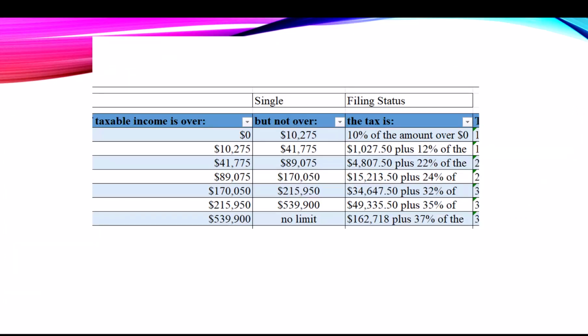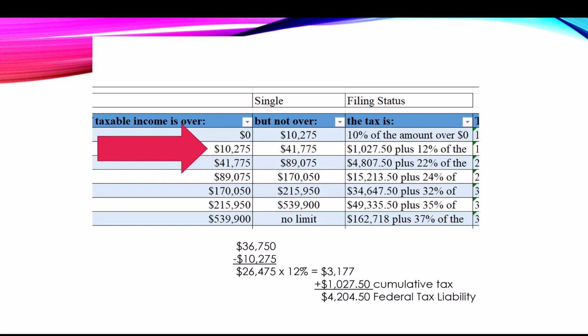We can go to our rate schedule for the single taxpayer and identify that Amani's going to be on the second row. Here, we can calculate Amani's federal tax liability by taking his federal taxable income of $36,750, subtracting out the bracket base of $10,275 to arrive at $26,475 worth of taxable income that's going to get taxed at the marginal tax rate of 12%. And that yields a tax on that $26,475 worth of federal taxable income of $3,177.